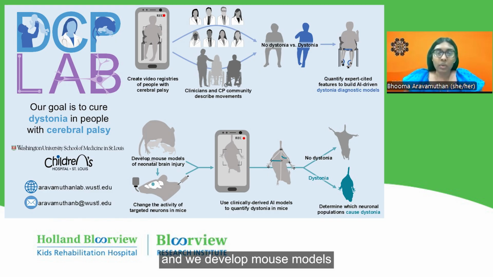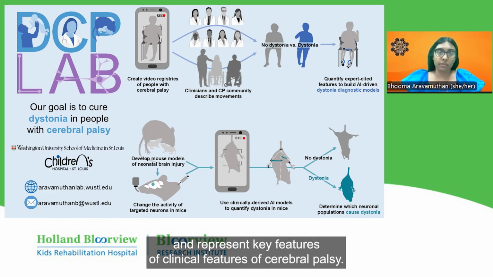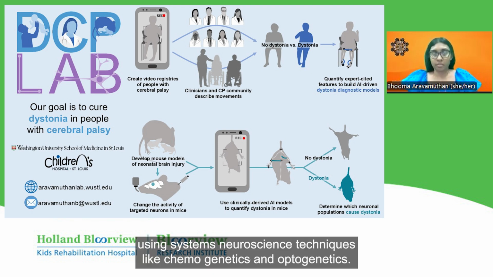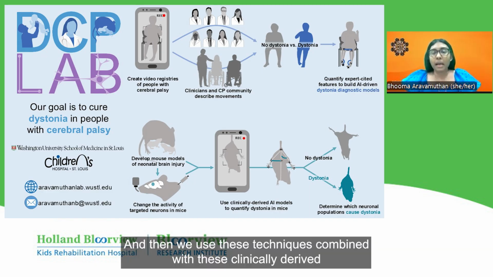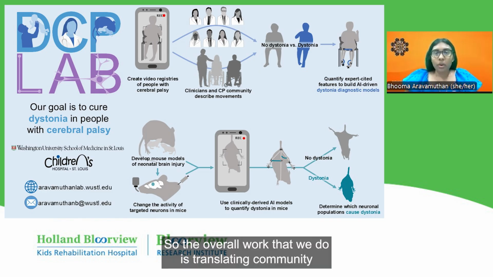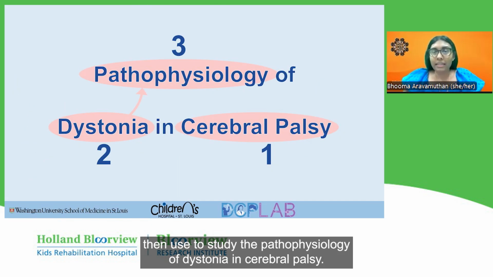to animal models. And we develop mouse models of neonatal brain injury that we think are translationally relevant and represent key clinical features of cerebral palsy. We modify the activity of different targeted neuronal populations in these mouse models using systems neuroscience techniques like chemogenetics and optogenetics. And then we use these techniques combined with these clinically derived dystonic features to identify treatment targets for dystonia in cerebral palsy. So the overall work that we do is translating community and clinician expertise to translationally relevant markers of dystonia that we can then use to study the pathophysiology of dystonia and cerebral palsy.